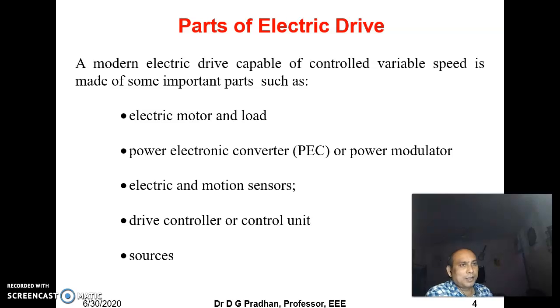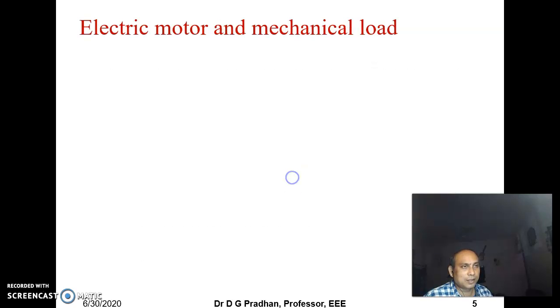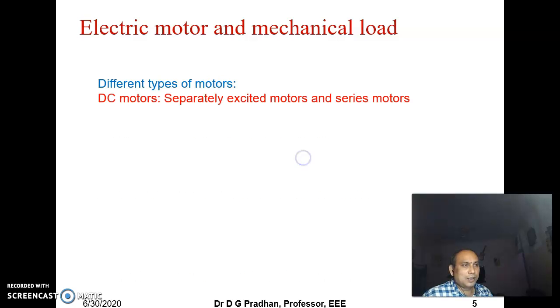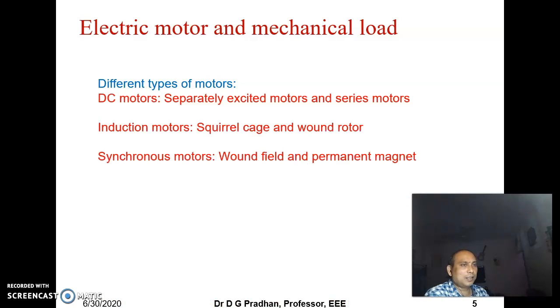So the various parts of electric drives are electric motors and the load, obviously a mechanical load, then the power modulator, and motion sensors or the sensing unit, then the control unit and sources. Here we'll use different types of motors. If the motors are for variable speed application, those motors will be used for speed control application type.